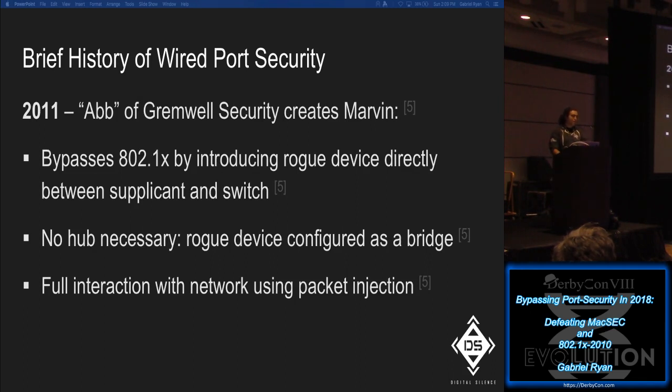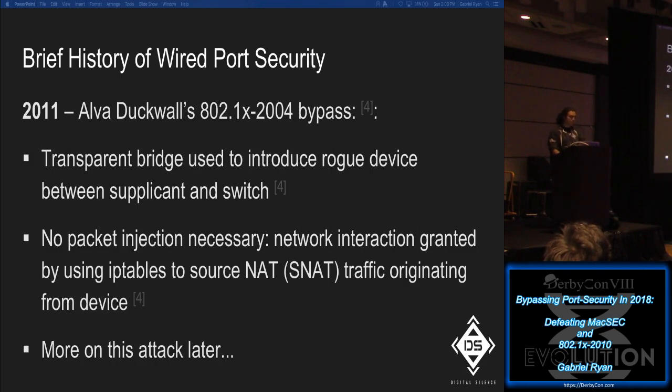2011, 6 years after that, Abb from Gremwall Security created a tool called Marvin, which actually was the first device to bypass 802.1X by introducing the rogue device directly between the supplicant and the switch rather than relying on a hub. It did this by setting up a bridge in Linux, and full network interaction was achieved using packet injection. It was kind of an unwieldy solution.